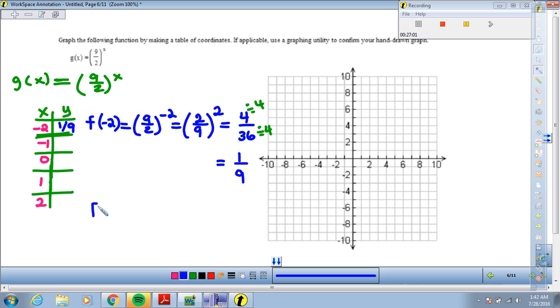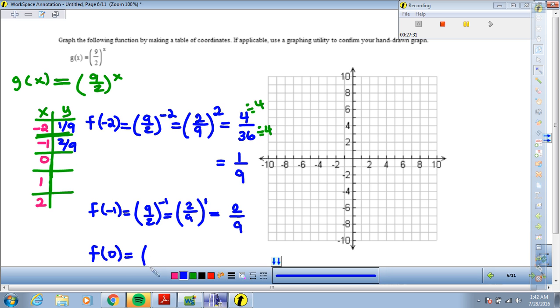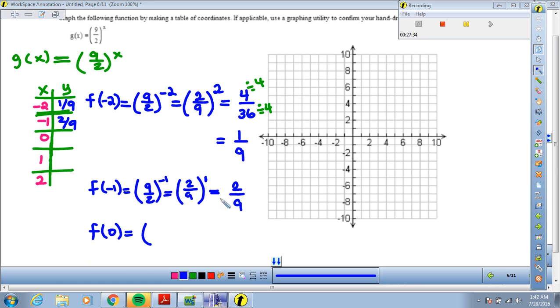Now, what's f of -1? Again, 9/2 raised to the -1 equals 2/9 raised to the first power. Once you flip around the numerator and denominator on the fraction, then the exponent becomes positive. So what's 2 raised to the first power? 2. What's 9 raised to the first power? 9. Same thing, 2/9. f of 0 is going to be 9/2 raised to the 0 power, which is 1.